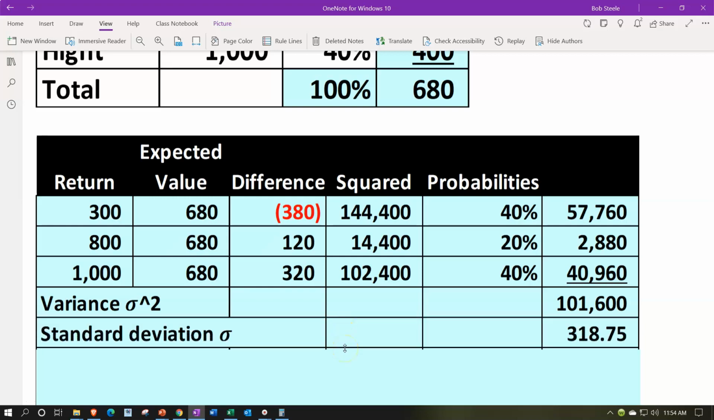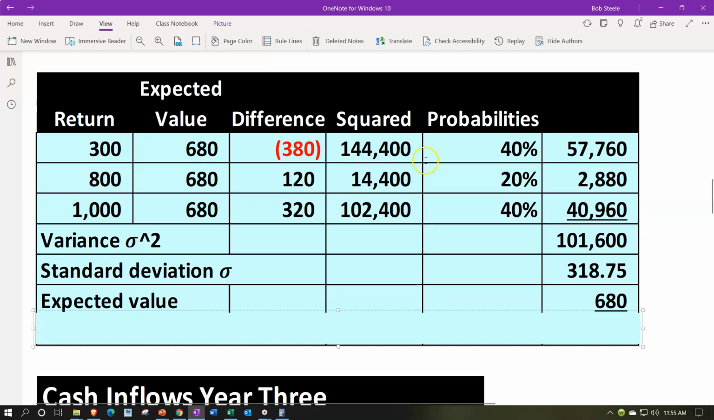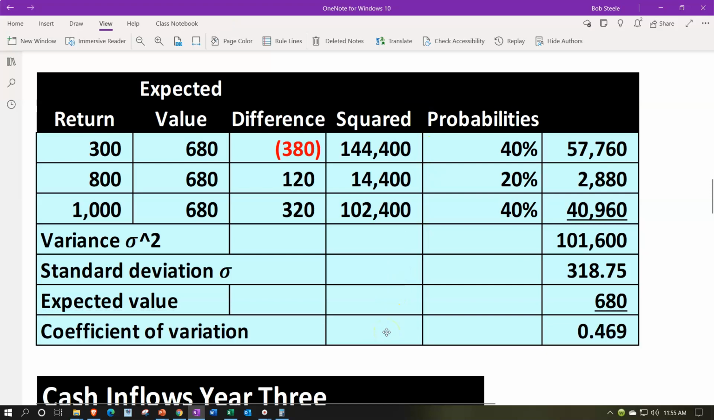Then we would take the square root of that to get the standard deviation, 318.75. Then we divide by the expected value, which is the number we calculated up top, 318.75 divided by the 680 gives us the coefficient of variation, the 0.469.